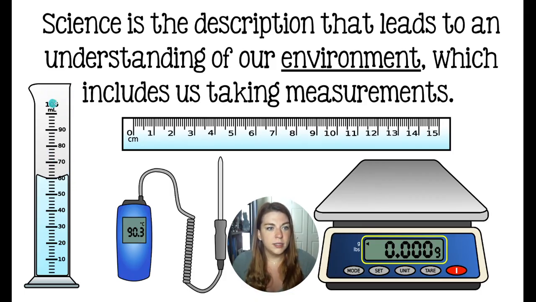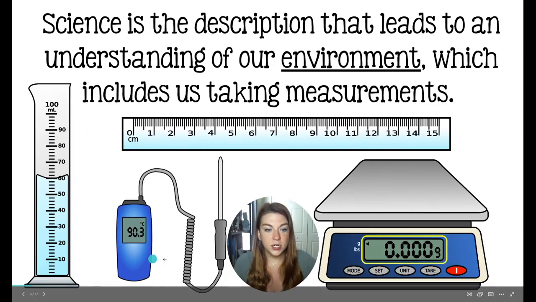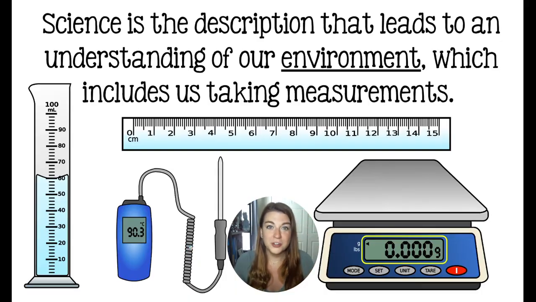This right here is just called graduated because each of these lines is considered a graduation. This ruler is also graduated. We don't use rulers often in chemistry, but if we do use a ruler, we're going to measure in centimeters. This right here is a digital thermometer. Notice it's measuring in Celsius. That is super important. We only measure in Celsius or Kelvin in chemistry. We do not use the Fahrenheit scale.